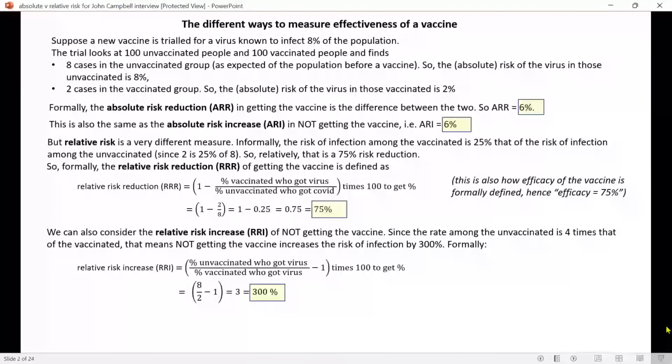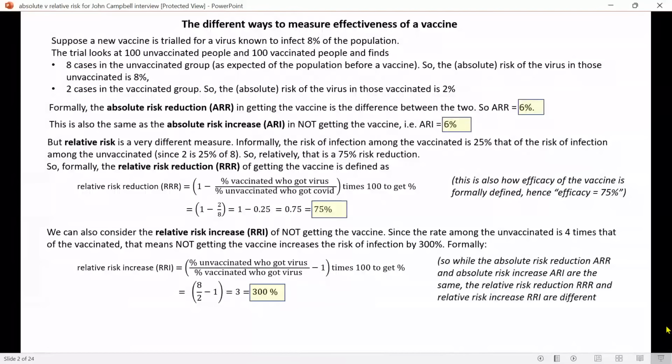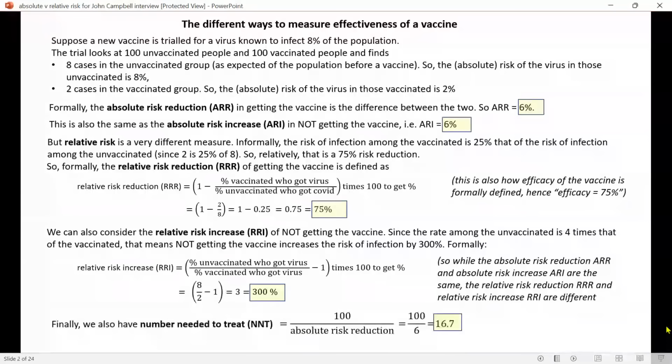So we've now got 4 different measures of risk, but there's another one which in many cases is more intuitive, and that's the number needed to treat. So the number needed to treat, we're asking how many people do we need to treat, in this case with this vaccine, in order to have one person being stopped from getting infected. And that's simply defined as 100 divided by the absolute risk reduction, which is 100 over 6, which is 16.7. So we need to treat 16 or 17 people in order to get one person to avoid one infection.